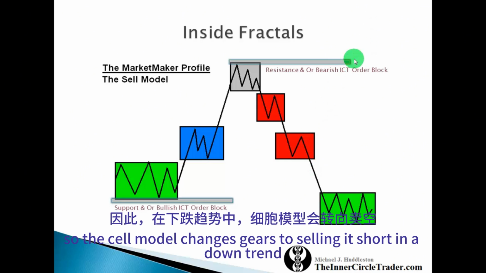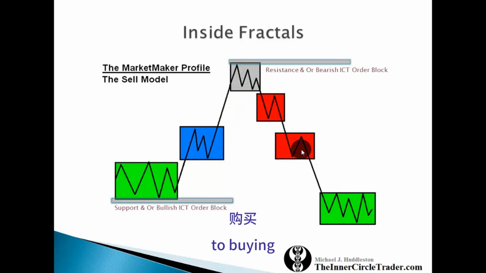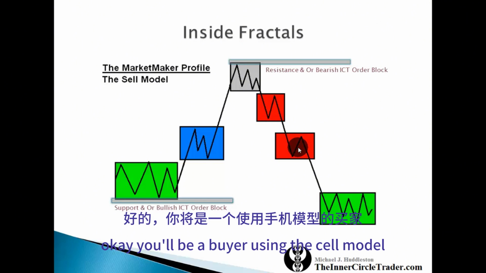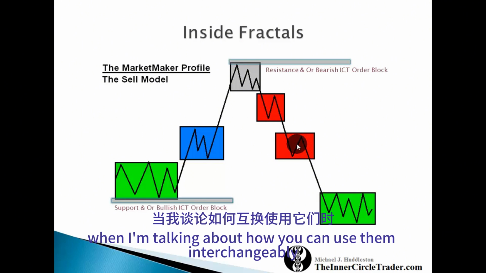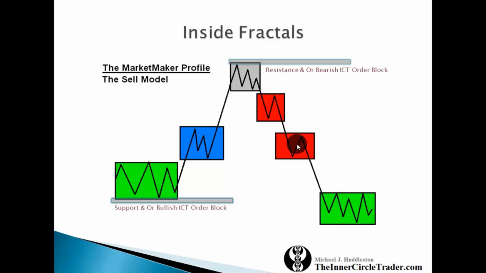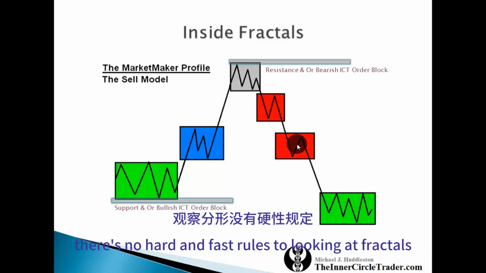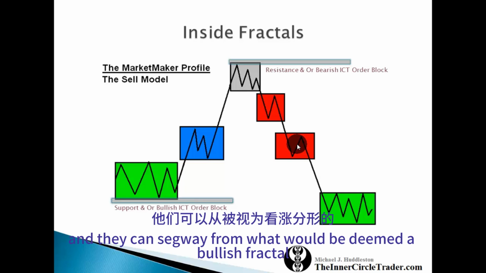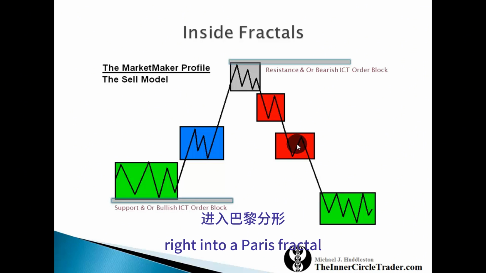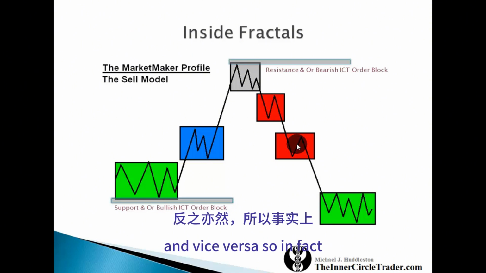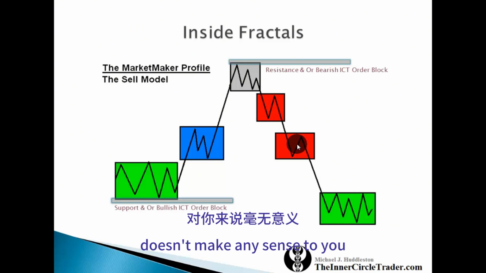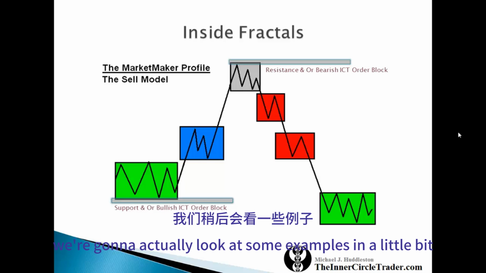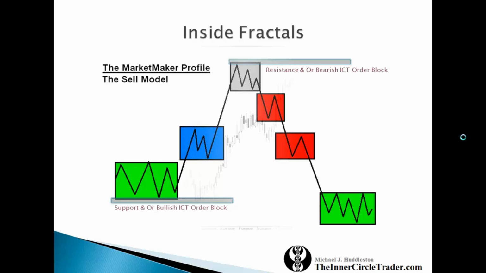So the sell model changes gears from selling short in a downtrend to buying. You'll be a buyer using the sell model. See what I'm saying when I'm talking about how you can use them interchangeably? There's no hard and fast rules to looking at fractals except for the fact that they exist within one another, and they can segue from what would be deemed a bullish fractal right into a bearish fractal, and vice versa. So if that doesn't make any sense to you, we're going to actually look at some examples in a little bit, and it'll make a lot more sense to you.